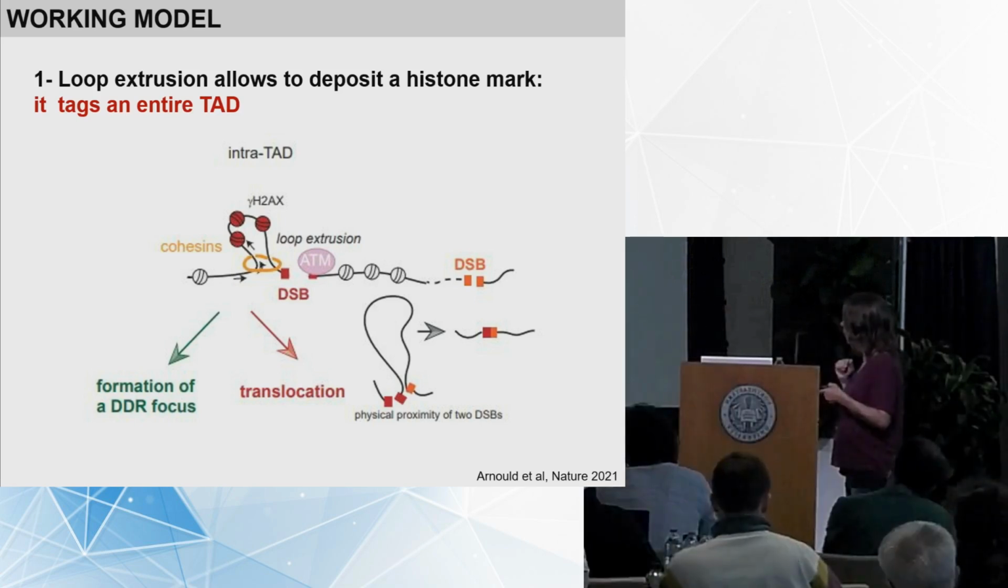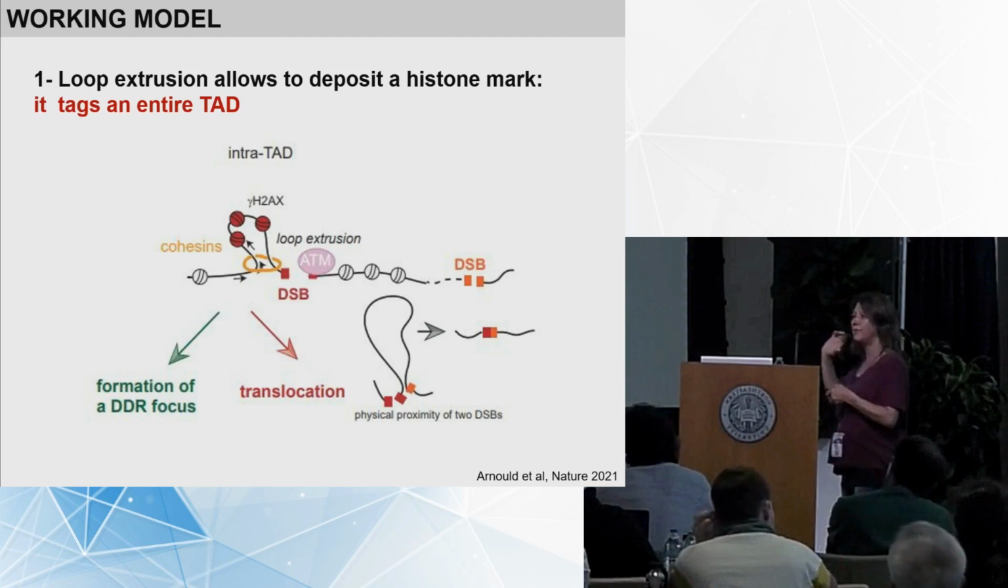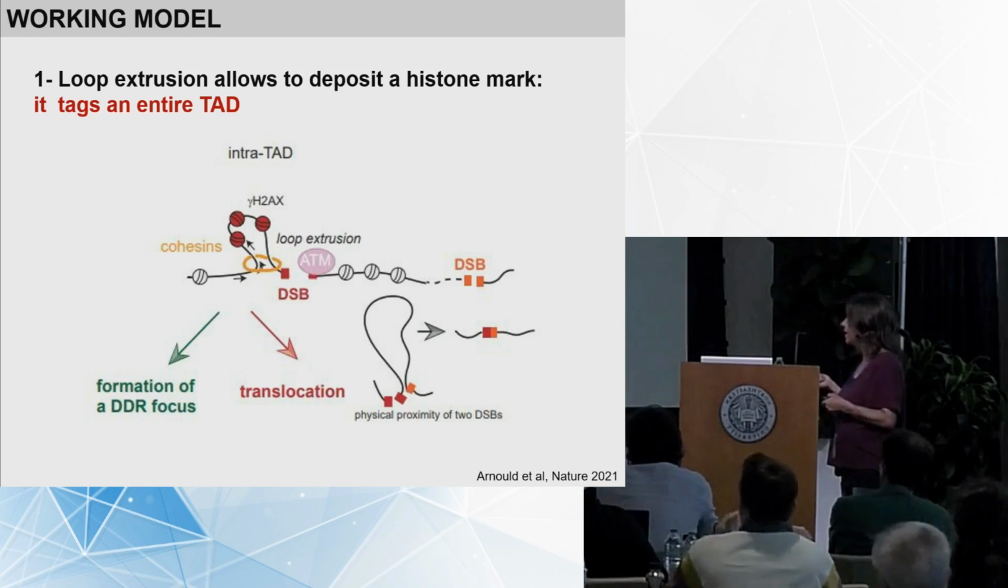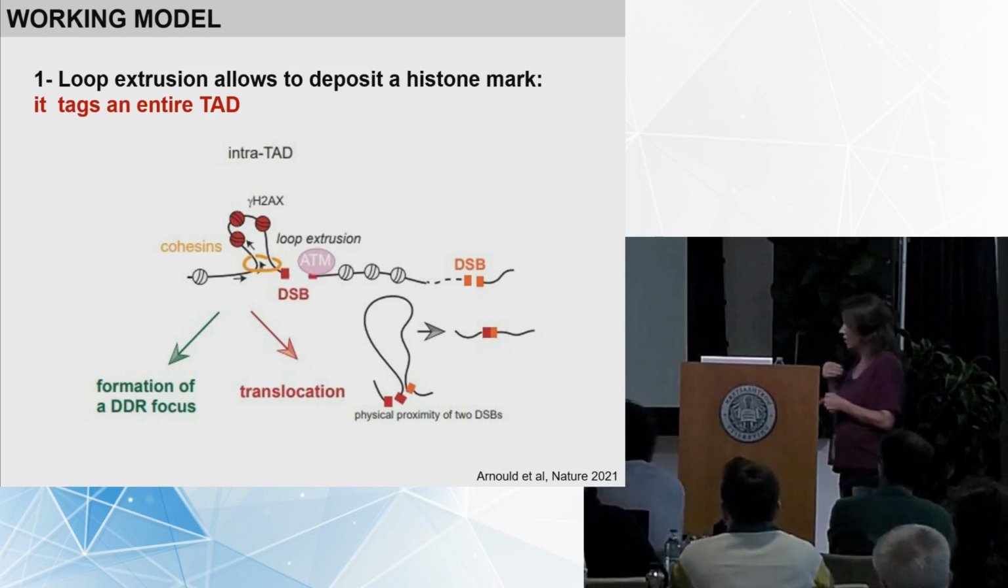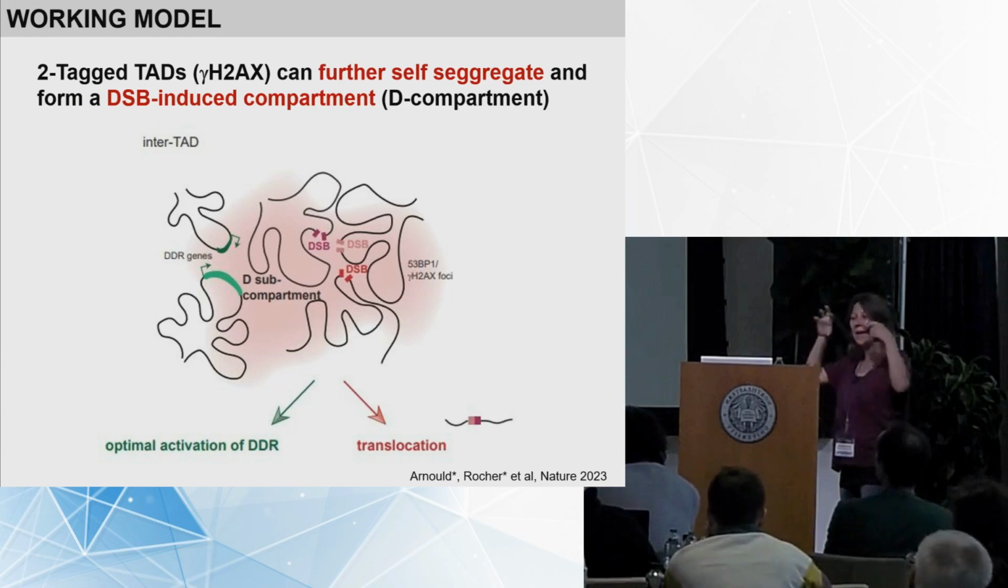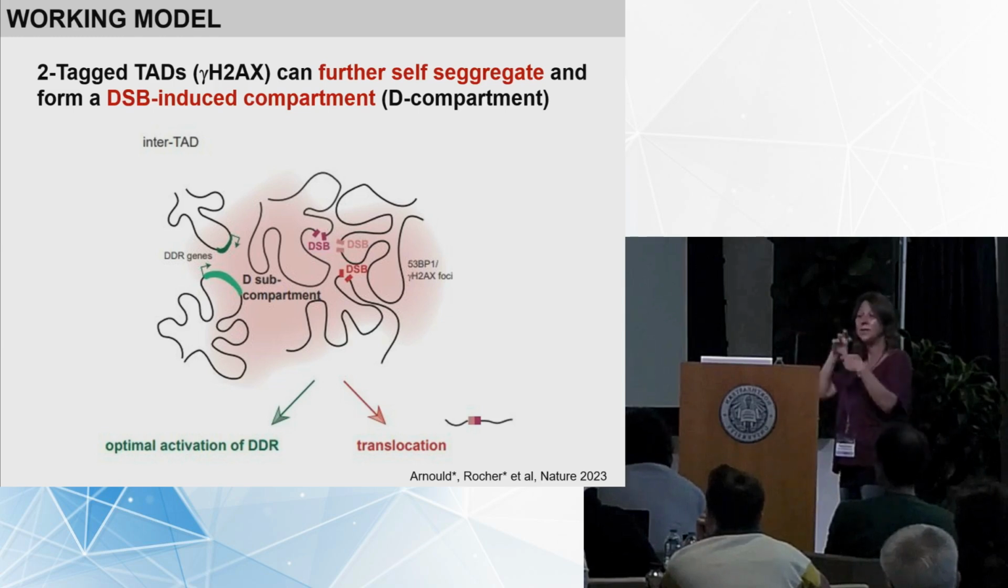TAD. Okay, this has the advantage of signaling the DSB to the cell, forming a DNA damage response focus, a DNA damage repair focus, but it also comes with some drawbacks, which is that it can increase the translocation frequency in cis, so intrachromosomal, and this we have shown as well using a translocation assay genome-wide. Then, if this signal persists, meaning the break is not repaired, then this gamma-H2AX-covered TAD that has been established will start to self-segregate a little bit like heterochromatin would do.